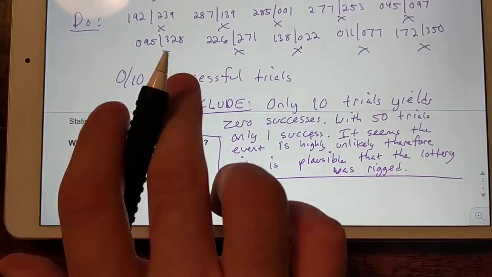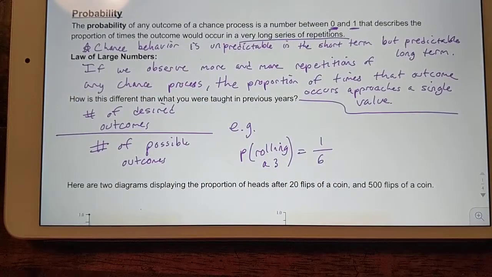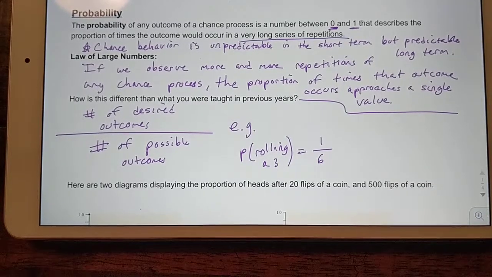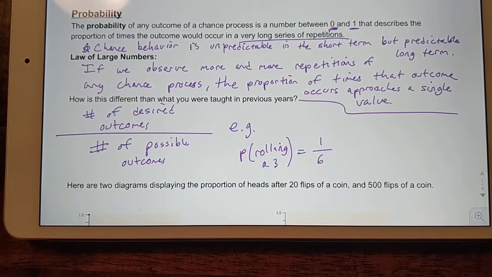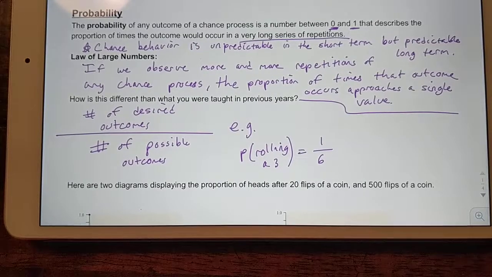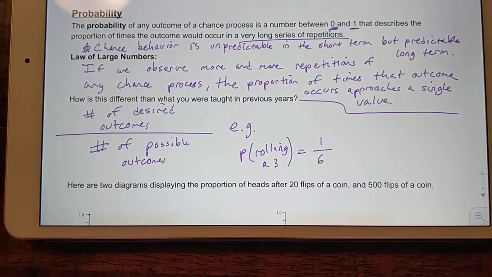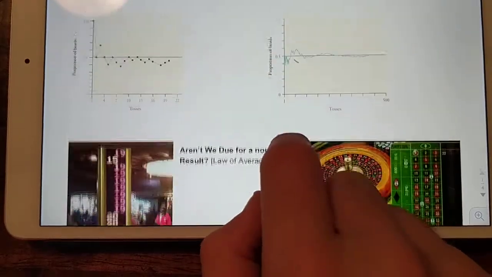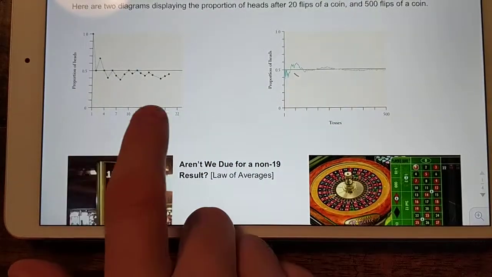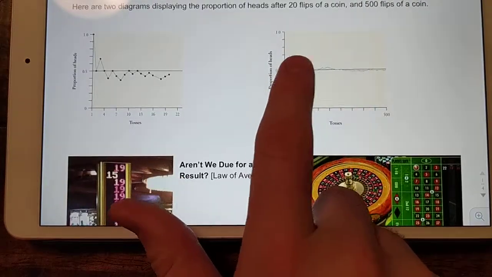So, just to recap, probability is the proportion between 0 and 1. It describes a chance process, and the proportion comes from the outcome that would occur in a very long series of repetitions. So this definition focuses on the many, many times repeating the process over and again. What does it approach? What number does the probability approach? And that's diagrammed here. Short term, heads or tails flipping. Long term, you can see it really gets really close to 0.5.